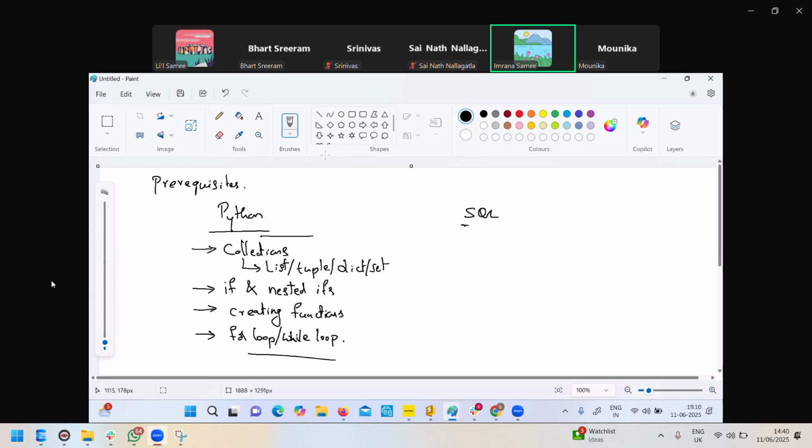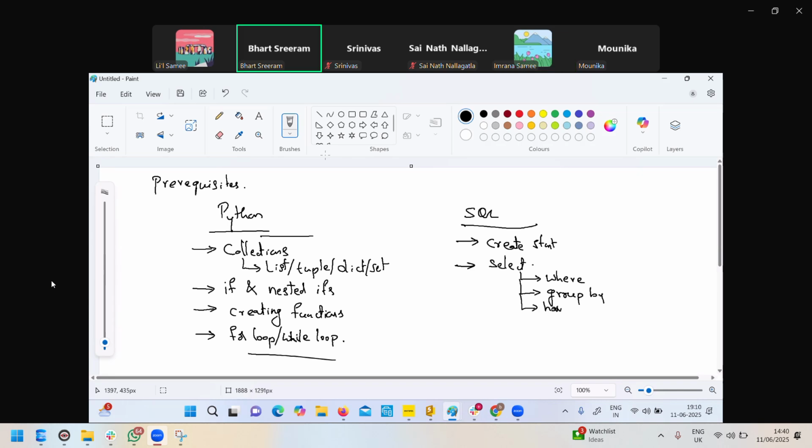And one more thing as part of the SQL, like the create statement as part of the DDL. So only DDL, sir, not DML? In the DML, what you need is select with where, group by, having clause, order by.